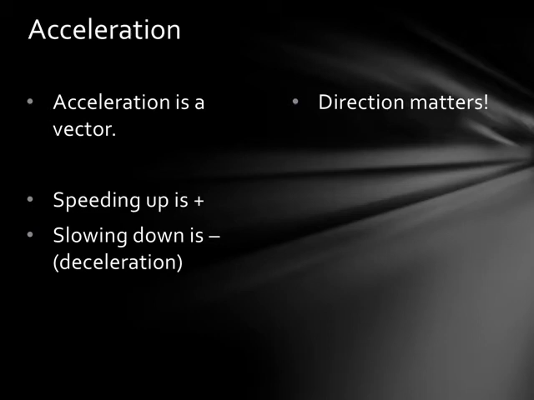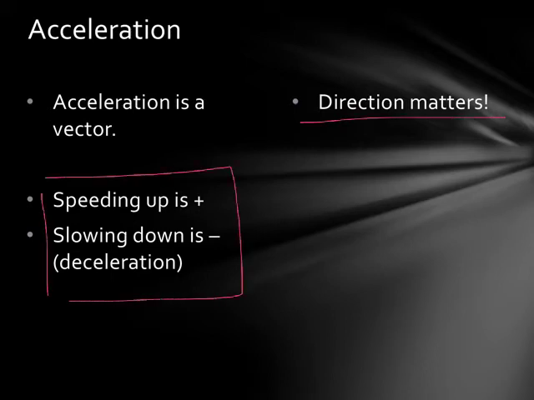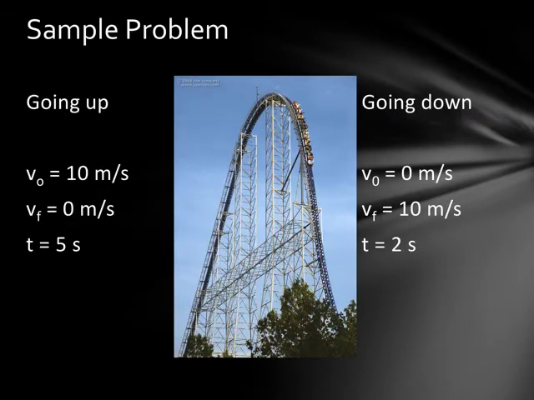So, another thing to keep in mind, acceleration is a vector. So once again, direction matters. All right? A good rule of thumb, if you are speeding up, so your velocity is increasing, acceleration is positive. All right? If you are slowing down, your acceleration should be negative. All right? In the future, we will run into an exception to this rule, but for the most part, speeding up is positive, slowing down is negative. Another way of talking about slowing down is the word deceleration, which is essentially the opposite of acceleration, so you're slowing down. Let's start applying this a little bit.